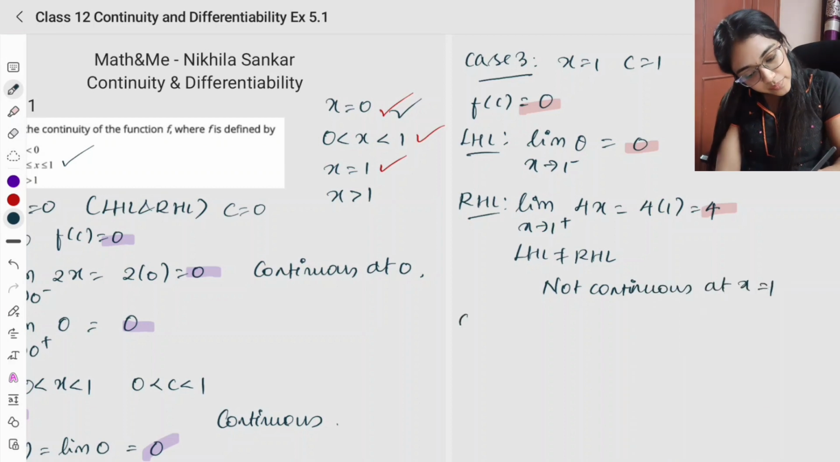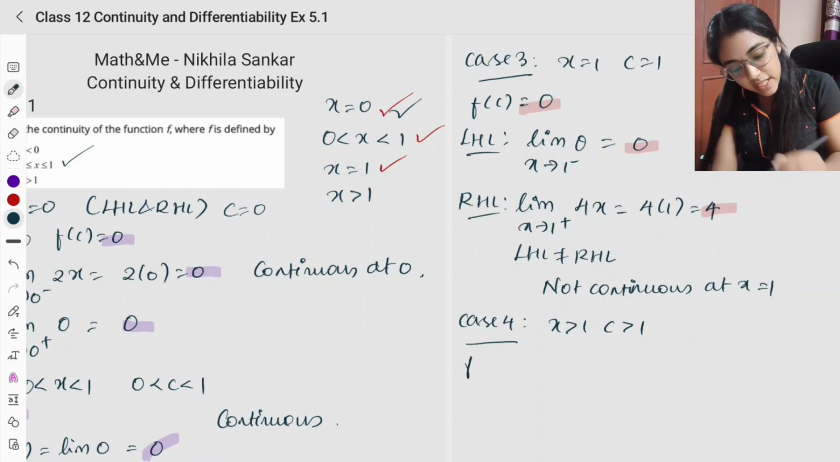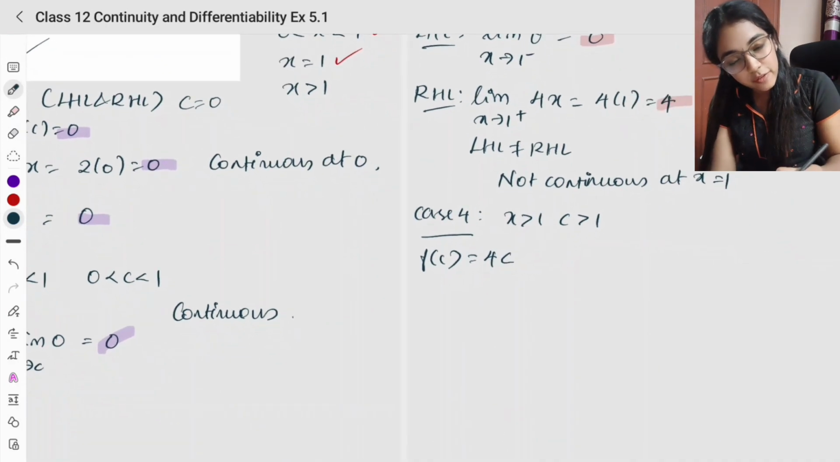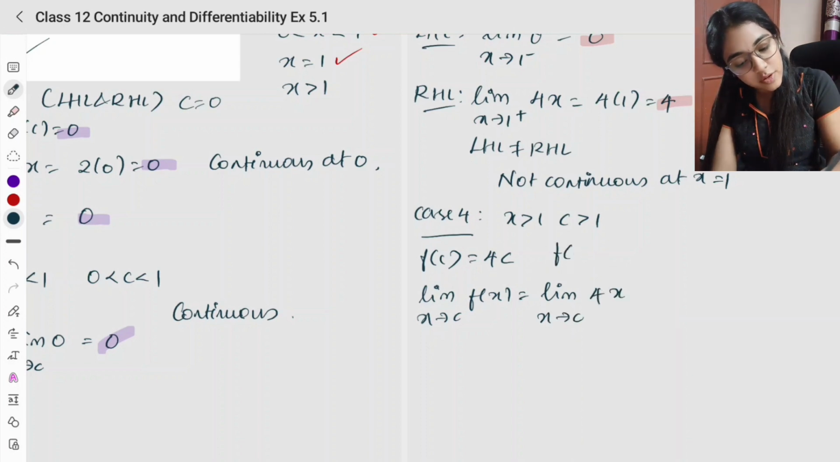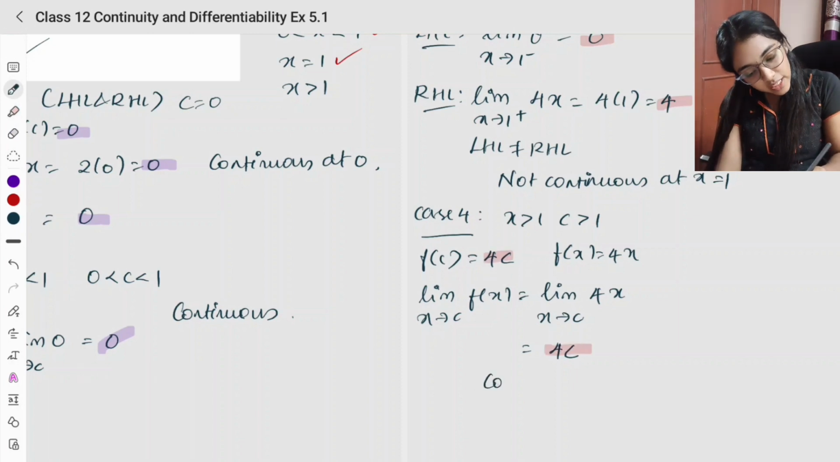Now let's look at case 4. Case 4 is x greater than 1, which means c is greater than 1. So what is my f of c? What condition is there for greater than 1? There is 4x. So it is going to be 4c. I have limit x tends to c of f of x, which is going to be limit x tends to c of 4x. So when I substitute c for x, what will I have? 4c. So I see that the value here is a 4c and the value here is a 4c for any value of c. So it is continuous.